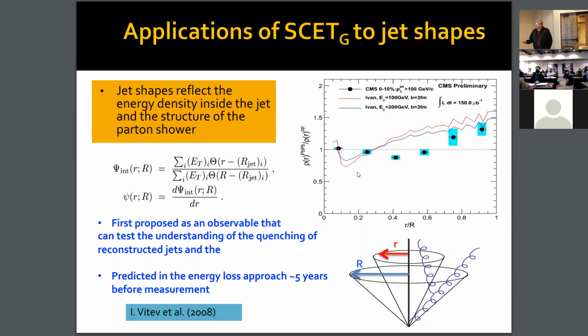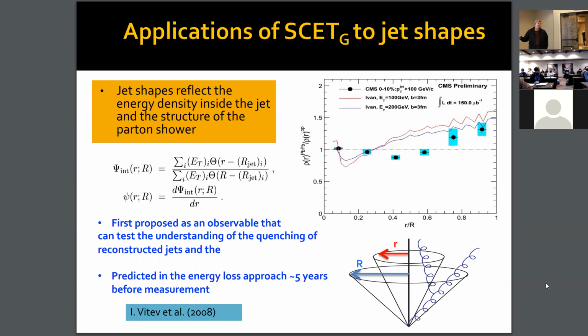So what is a jet shape? We reconstruct the jet at a certain radius, and then we start integrating the energy from the center to the periphery as a function of another, smaller subradius r. To start, from zero, we don't have anything to integrate over. By the time you go to the full radius, your numerator and denominator are the same. The integral jet shape would be simply a monotonically growing function.